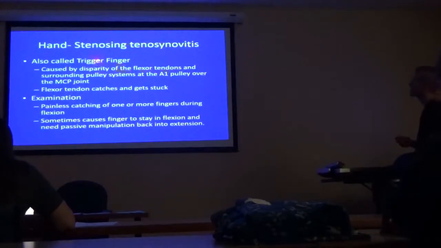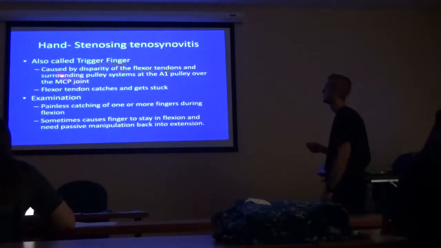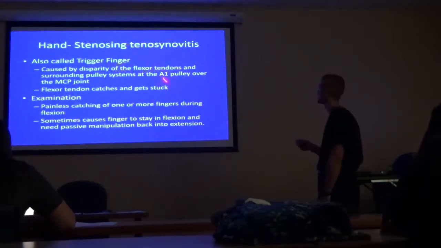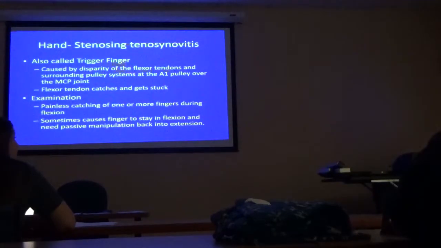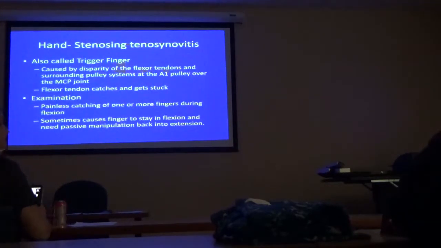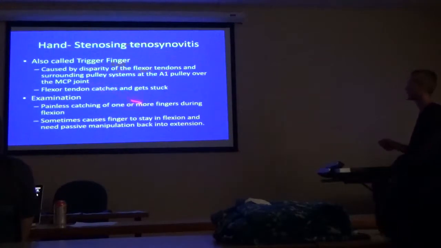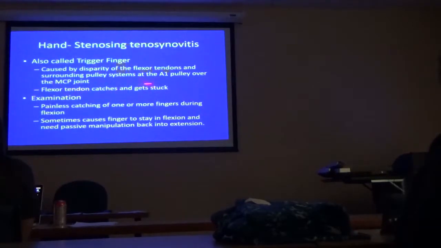Stenosing tenosynovitis, also called trigger finger, is caused by disparity of the flexor tendons at the A1 pulley. If you do a surgery rotation with an upper extremity or hand surgeon, you would have no idea how much anatomy is actually in the hand. It's ridiculous, way more than we've ever been taught, with so many pulleys. Anyways, the flexor tendon catches and gets stuck.